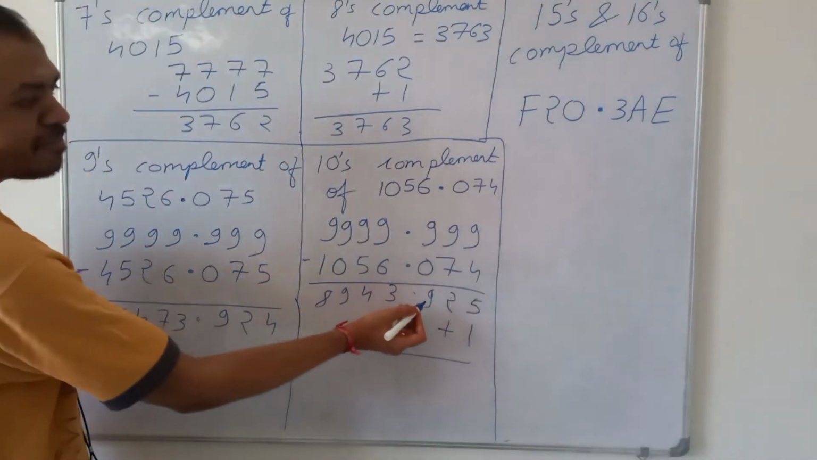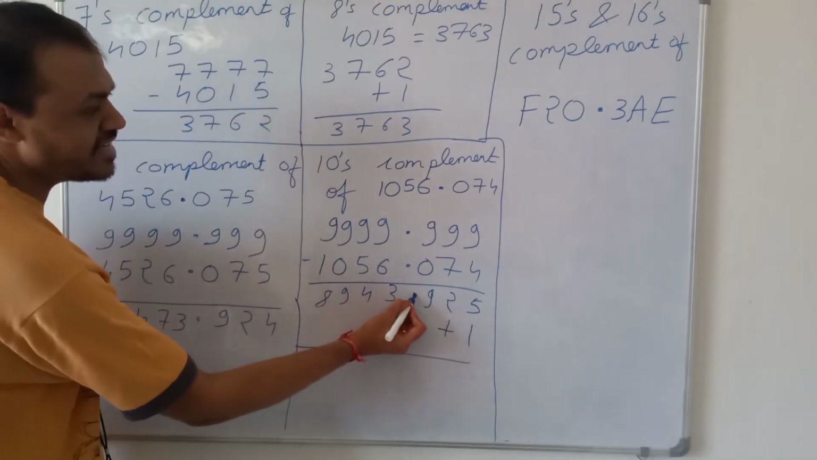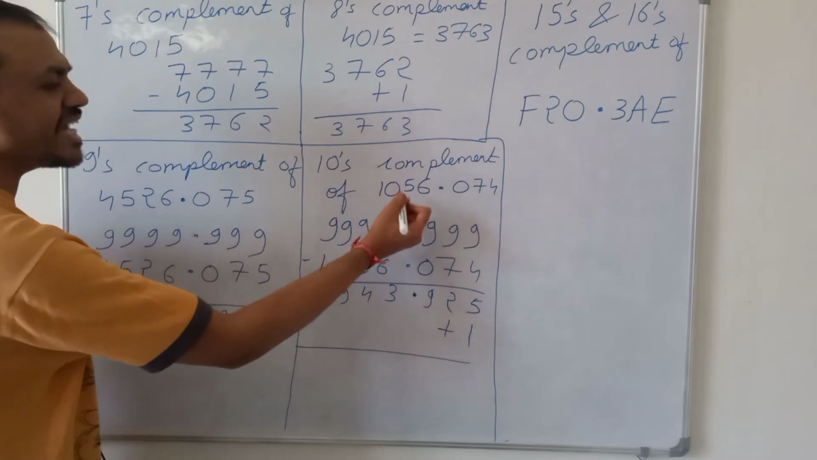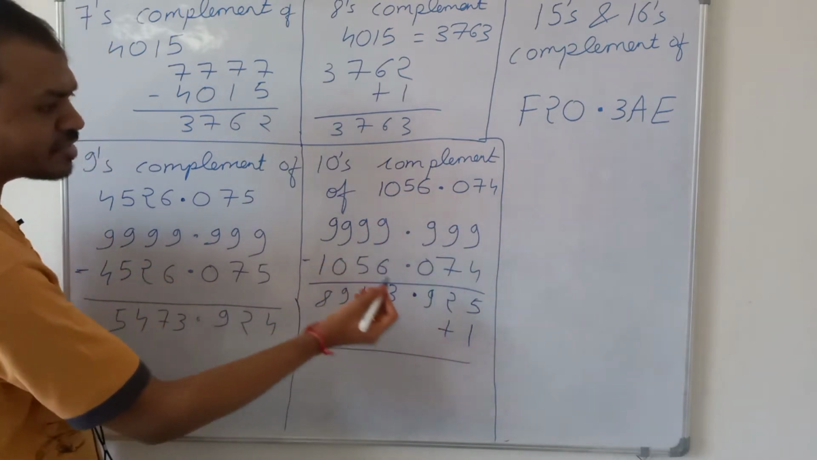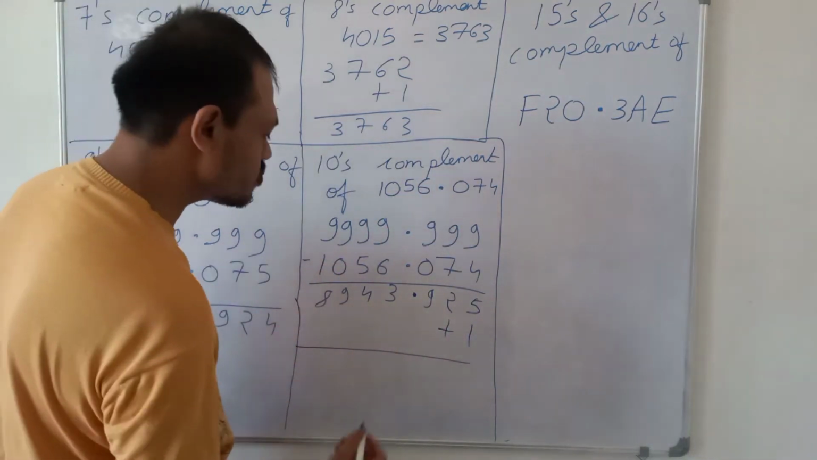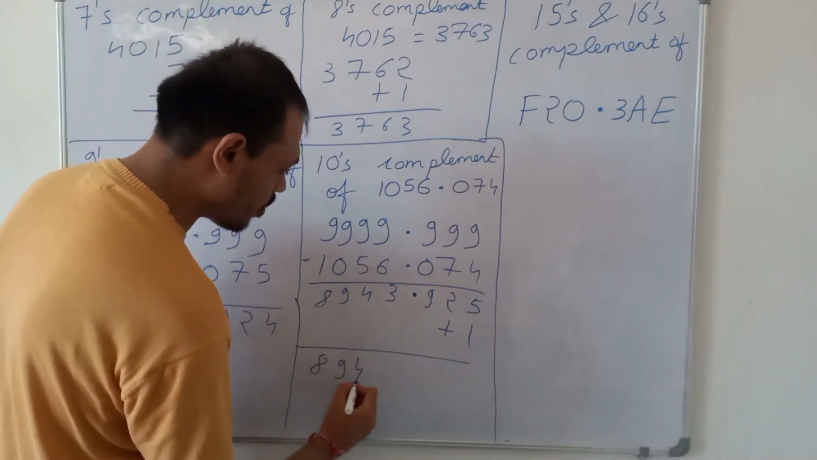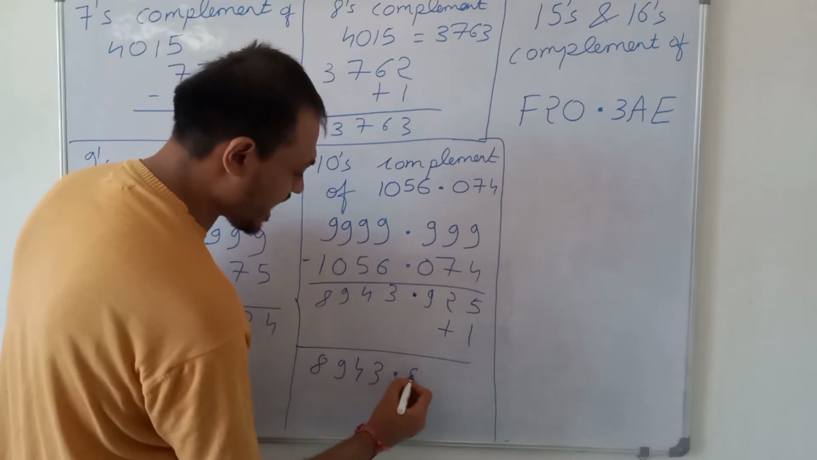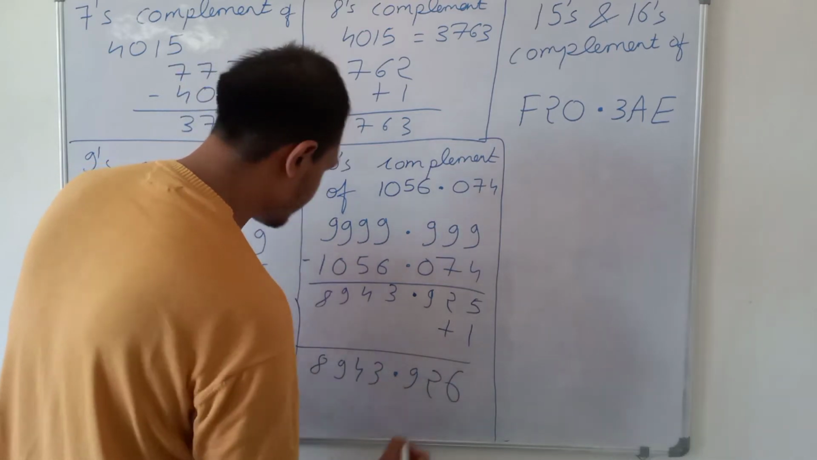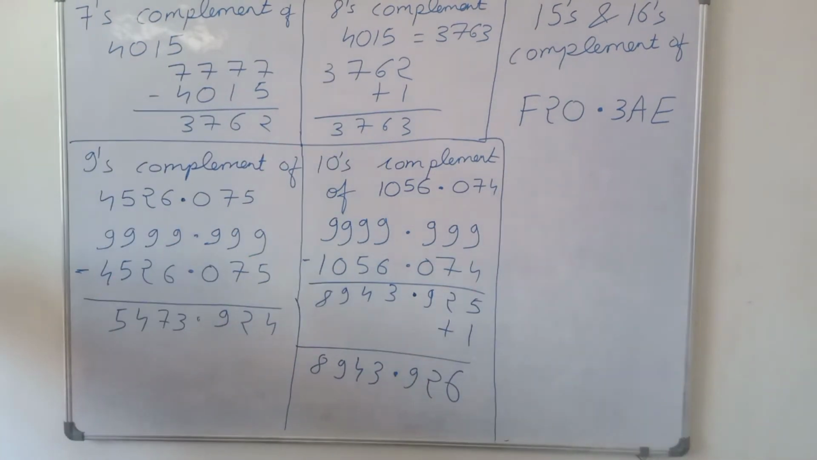This is the 9's complement of 1056.074, but we have to find the 10's complement. So if we add 1 to the 9's complement, we will get the 10's complement. So the 10's complement will be 8943.926. So this is the 10's complement.